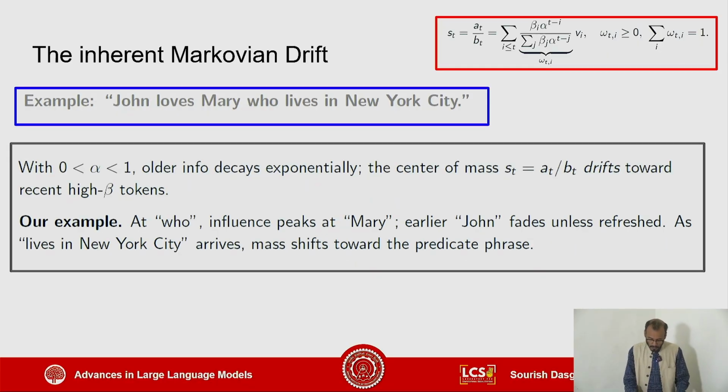Okay, so as an example, influence peaks at Mary, and earlier John fades unless refreshed. So that's the idea.